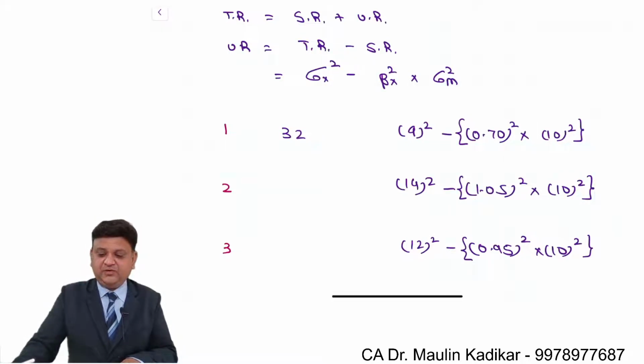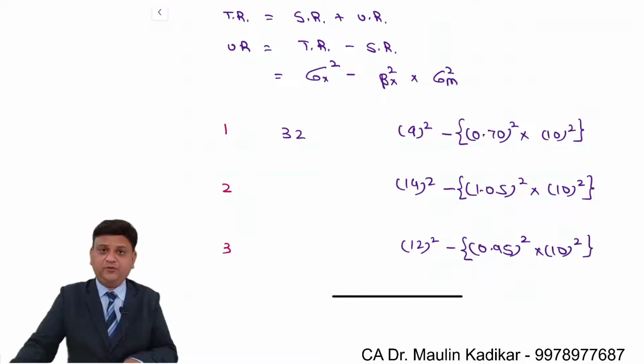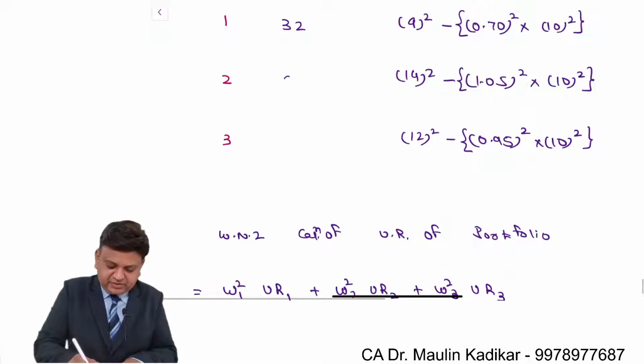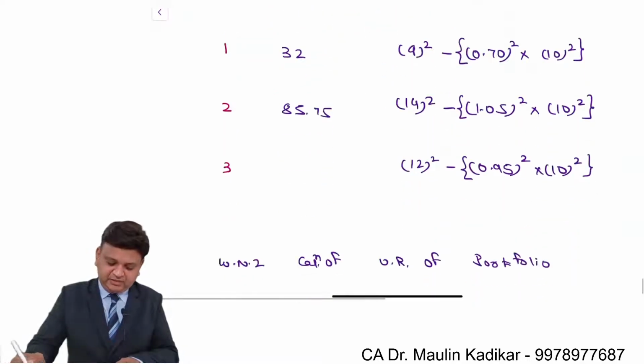Square of 1.05 is 1.1025 into 100. That is 110.25. That would be subtracted from square of 14, that is 196. So the answer is 85.75. Square of 0.95 is 0.9025 into 100, that is 90.25. That is deducted from 144. So 53.75.